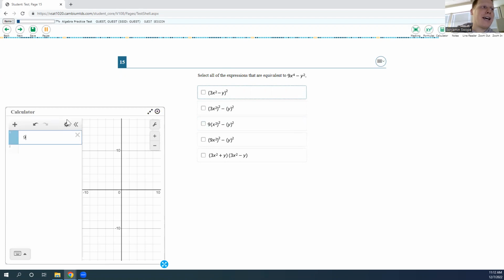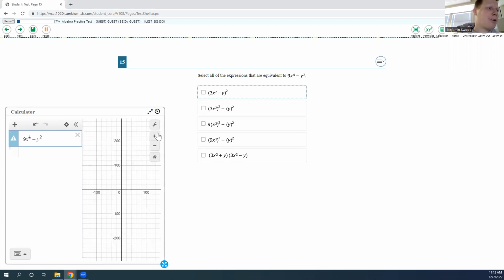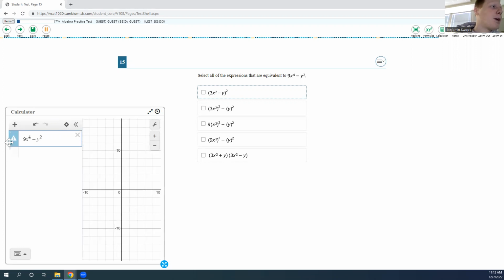So first thing we want to type in is the original expression or equation they gave us. So 9x to the fourth minus y squared. And you might be noticing, wait a minute, there's no graph. What is going on here? If you ever see this exclamation mark pop up, that means there's a problem. Sometimes it'll even give you a pretty good suggestion. It says try adding an equal sign to turn this into an equation. So I know it's kind of weird, but you can just set it equal to 0. And now I see my graph.